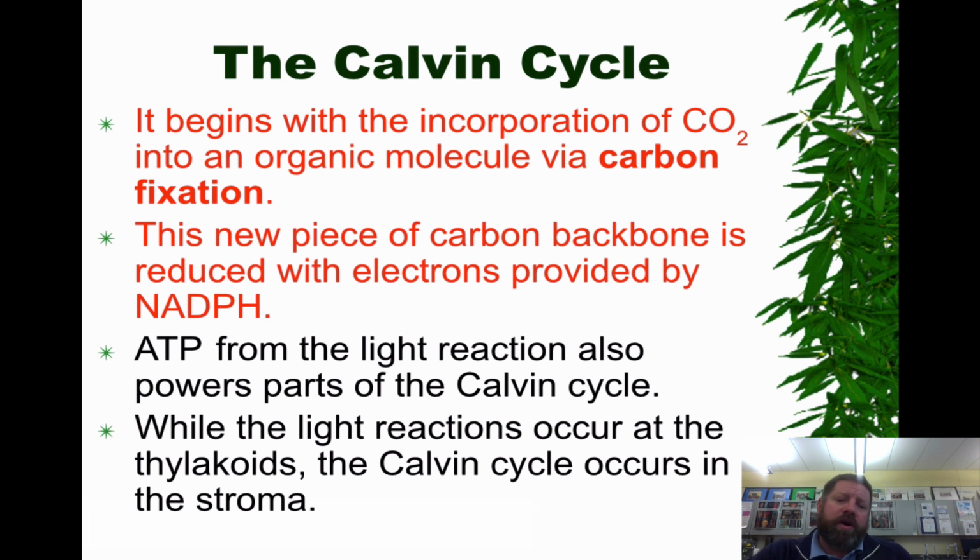So there are three parts to the Calvin cycle. The first of those parts is called carbon fixation. It's a way of taking carbon from the atmosphere and adding it to molecules that already exist in the Calvin cycle. All right.